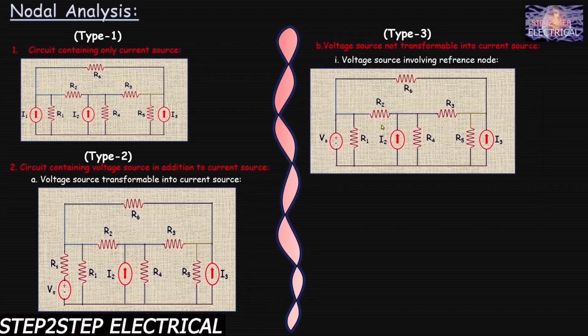In this circuit we see that this voltage source is alone. There is no resistance in series with this voltage source, so this voltage source can't be transformed into a current source. One thing is that this voltage source is involving the reference node.